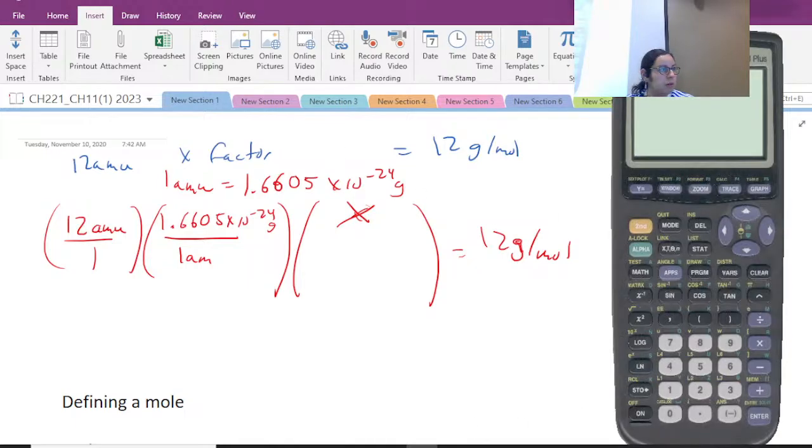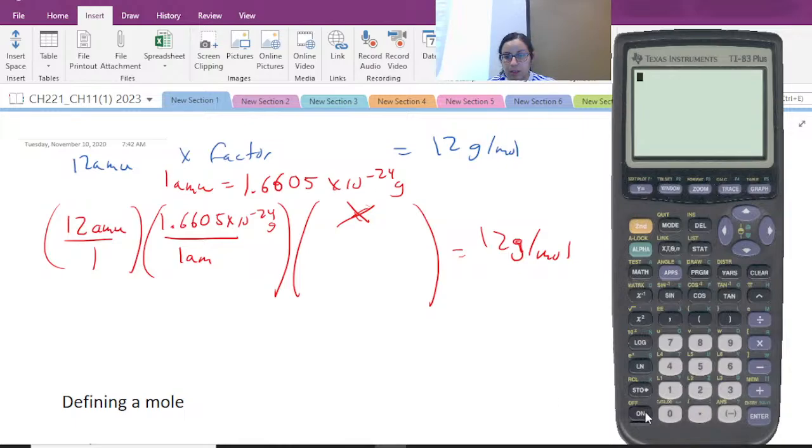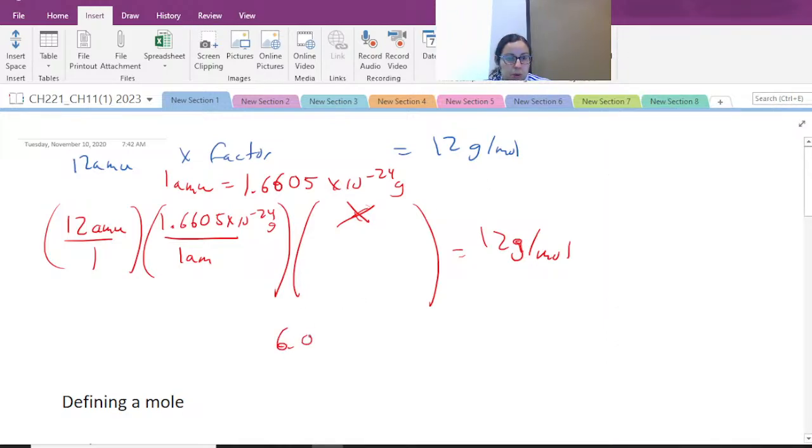And so now I'm just going to put 12 times 1.6605 times 10 to the negative 24th. So we need that to equal 12. So now I'll do 12 divided by this. And we get it pretty close. There's going to be some rounding issues. They've also changed Avogadro's number slightly, but we should get something about this: 6.022 times 10 to the 23rd.